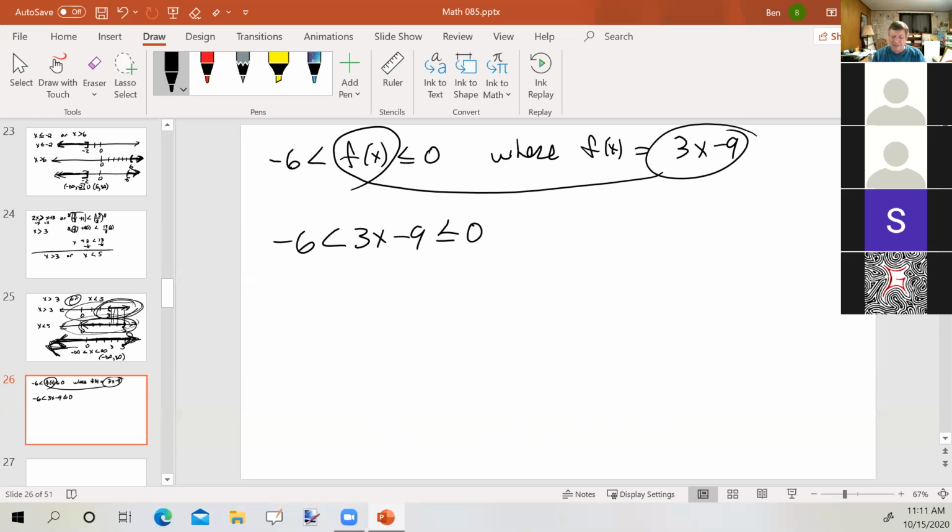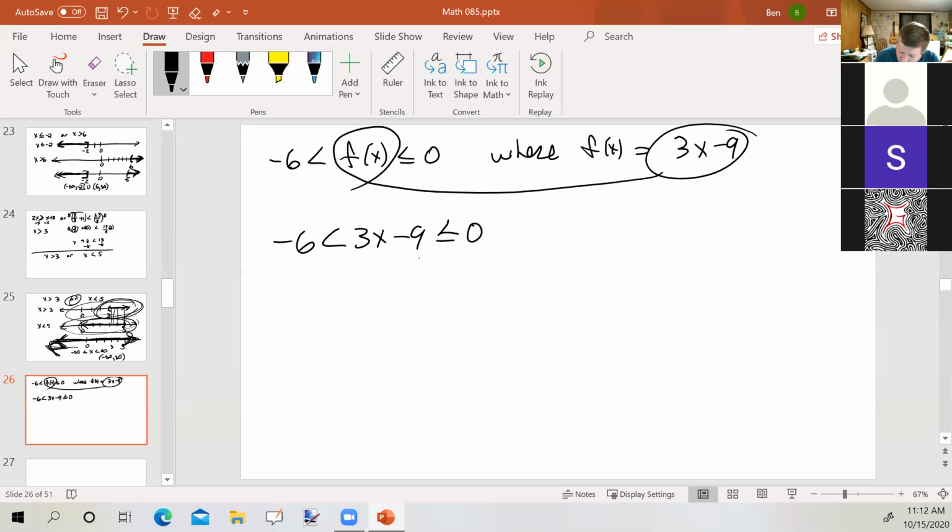And by the way, technically, you read this from the middle. I've been saying -6 is less than 3x minus 9 is less than or equal to 0. From the middle, you would say 3x minus 9 is greater than -6. So it's kind of like I'm reading it backwards. And it's less than or equal to 0.